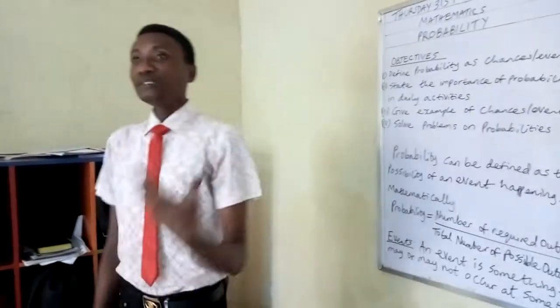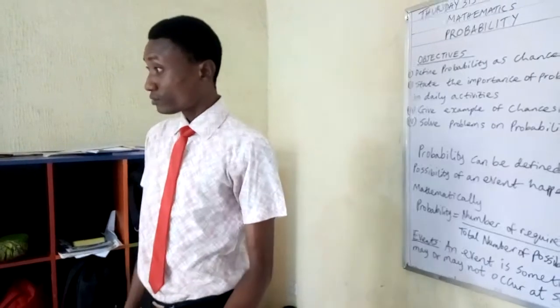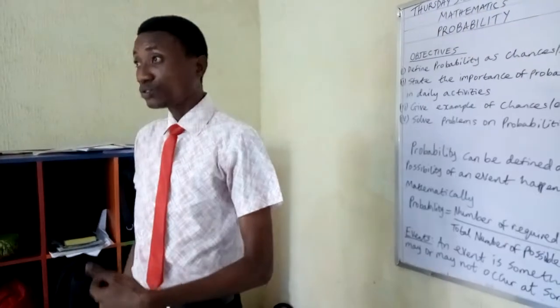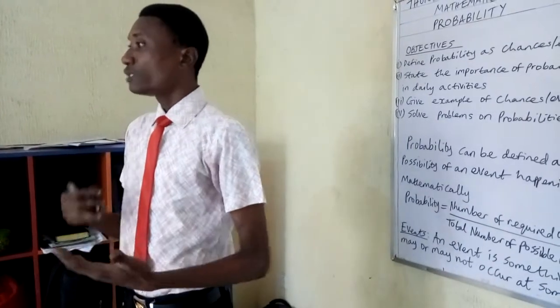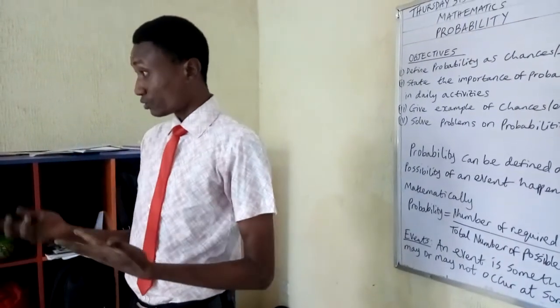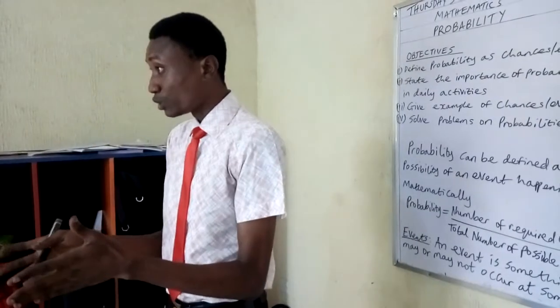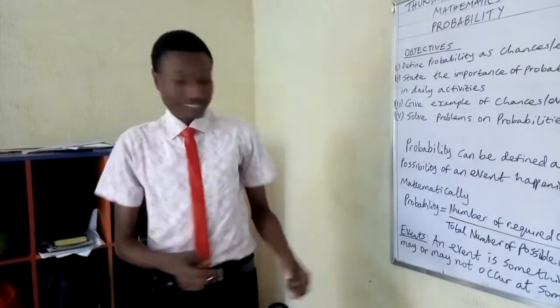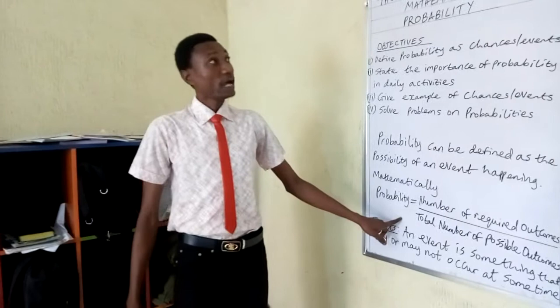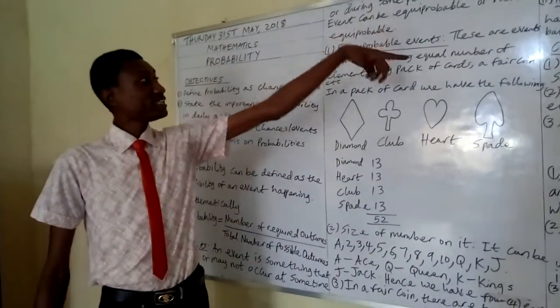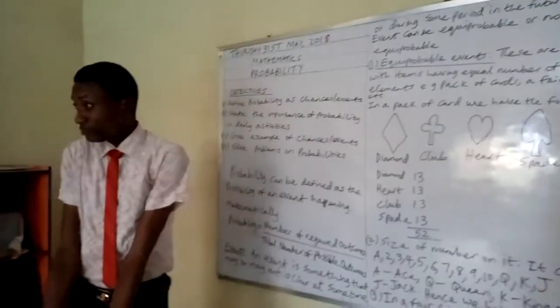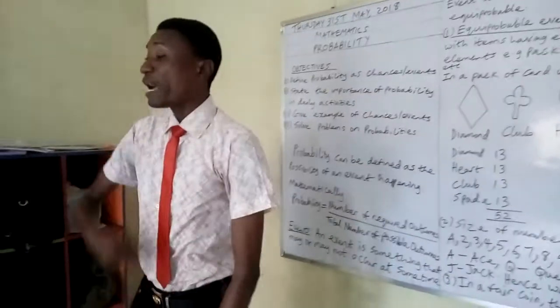Every day, you must have what? Assembly. Once you gather in the school, you have assembly whereby you pray to God, and the information will pass across. In that kind of situation, that is an event too. I would say, or during some period in the future. It's possible that event might not happen now. It might happen in the future.